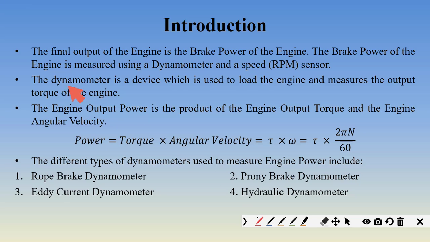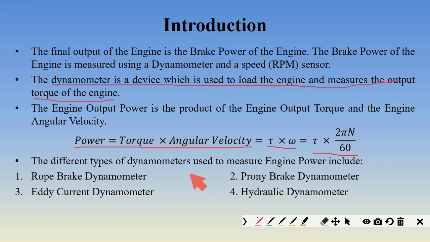So over here, that is what I have written. Dynamometer is the device which is used to load the engine and measures the output torque of the engine. What is the formula that we use for output power of engine? Power is torque into angular velocity, tau into omega, which is same as tau into 2 pi n upon 60.